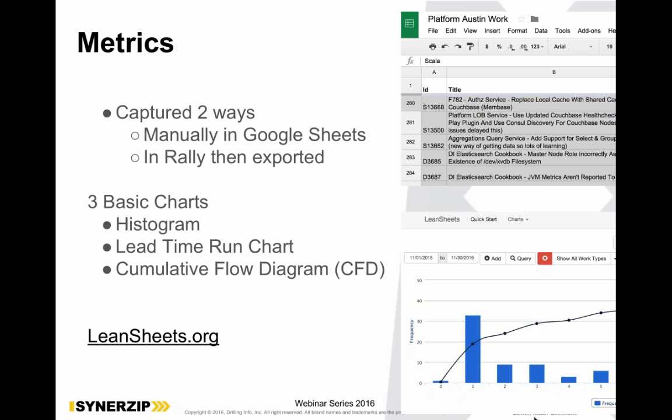And then as this took hold and other people started using it, they would just create a query in Rally and export the data as CSV files and then import it into Google Sheets. The charts were three basic charts. One was a histogram, one was a lead time run chart, and one was a cumulative flow diagram. And the problem I was encountering was a lot of these electronic tools didn't provide these charts and didn't provide this information. So I wrote a tool to actually do that for me, and it was Lean Sheets. You can go to it at leansheets.org.